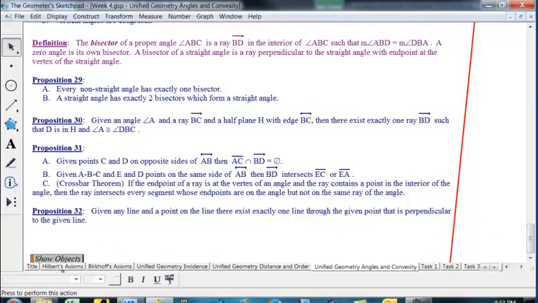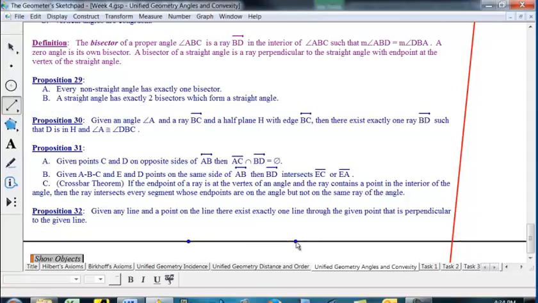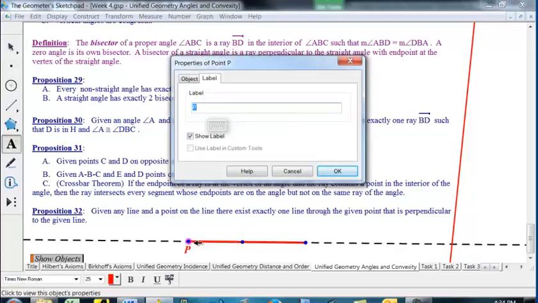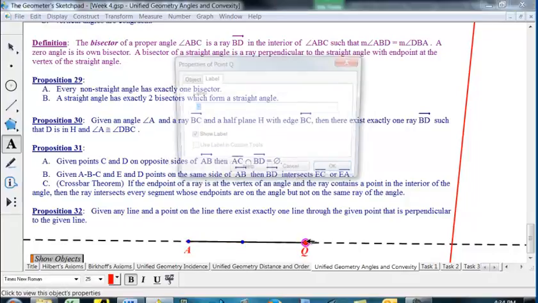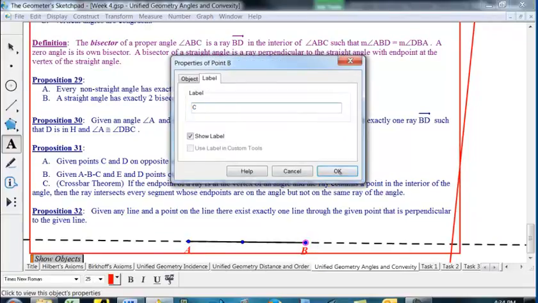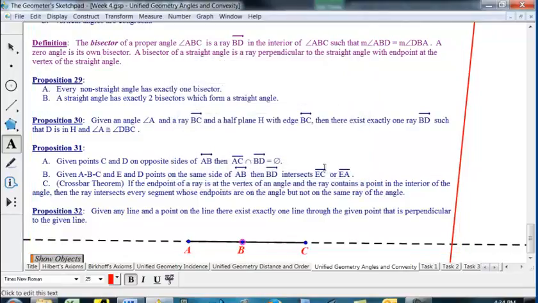Now the next one is ABC. So again, let's do a line here, and I'll do a line segment here, and we'll put a point B in the middle of that segment. So we have A on this end, we have C on this end. B's in the middle. B is between A and C.